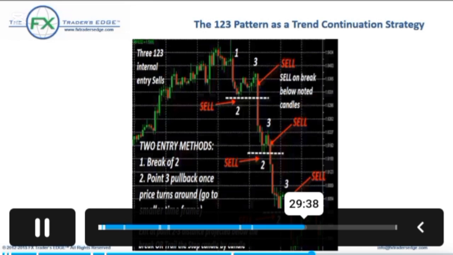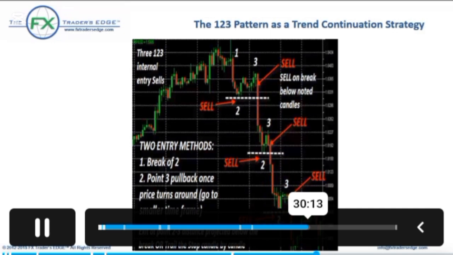Enter on a break of the newly established 0.2 with the stop above 0.3. Follow the market up or down depending on the trend. So now we would relabel this next move as 0.1, 0.2, 0.3. You really don't have to relabel the 0.1. You have to know that the new 1 is the old 3. And sell on the break of 0.2. Here's another one. The new 1 is the old 3. 0.2, 0.3. Sell on the break of 0.2.